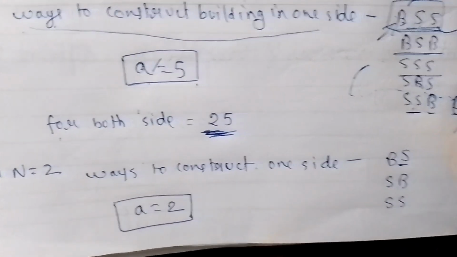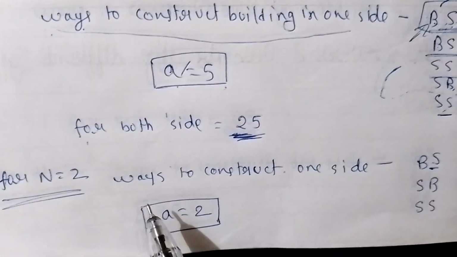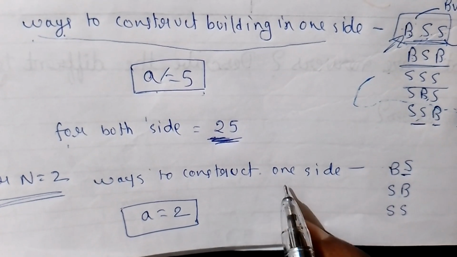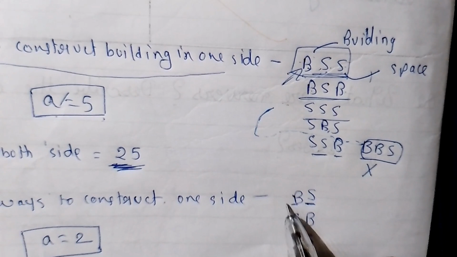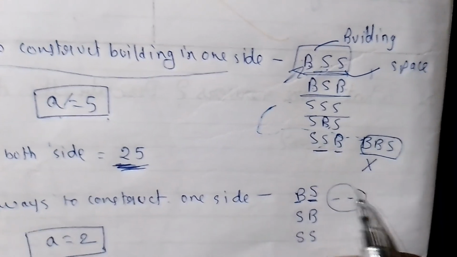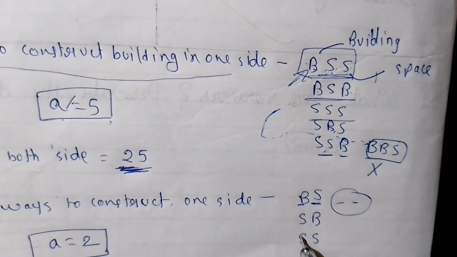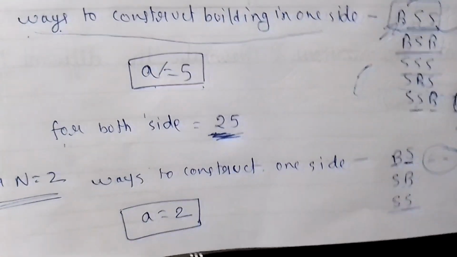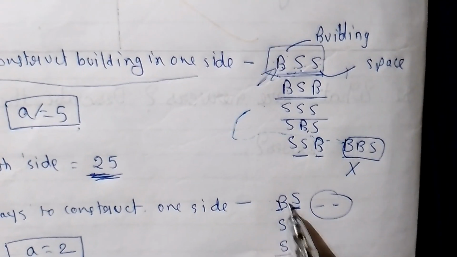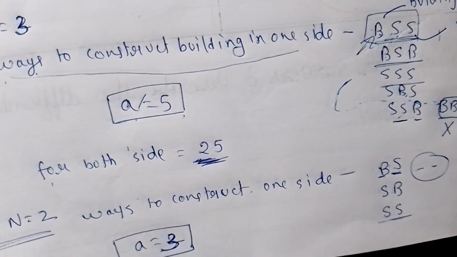Let's make another conclusion by taking n equals 2, that is, the ways to construct on one side. Here we have two plots, two spaces where we can make a building or not make a building: space and then building, and space, where we are not going to make any building. That's all. Here 1, 2 and 3, so here a equals 3.